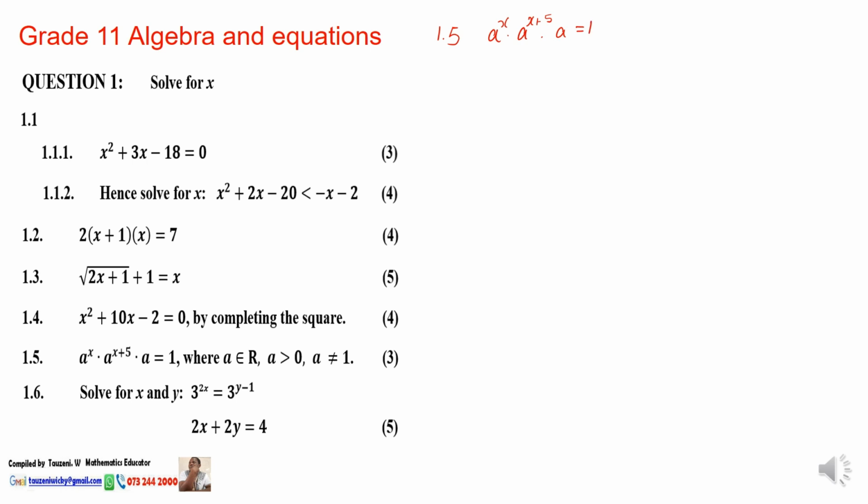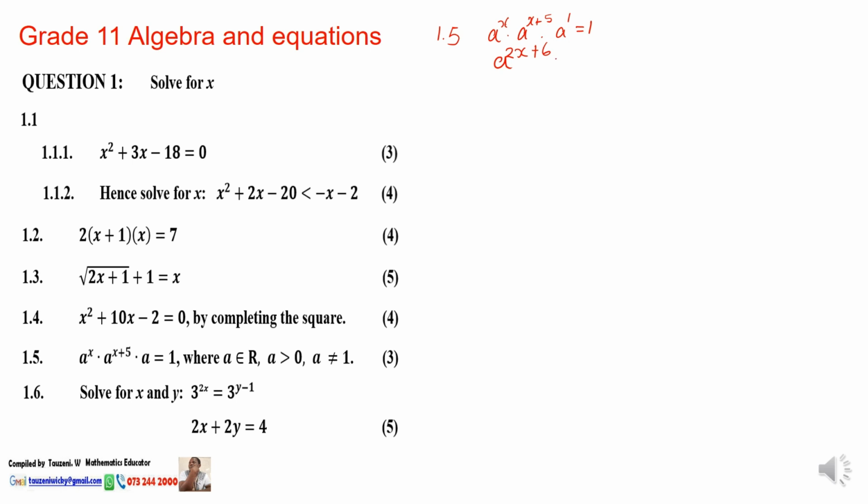So basically, we know that when multiplying the same values or the same bases, we can add the exponents. So the exponents we have here are x, x plus 5, and 1. So this will be x plus x, that gives us 2x. Then 5 plus 1, it will give us 6. So a times a to the power x plus 5 times a becomes a to the power 2x plus 6.